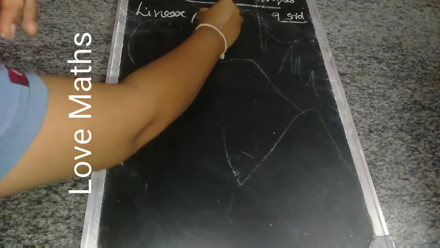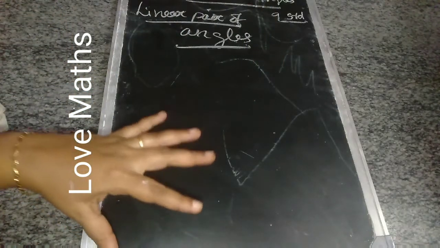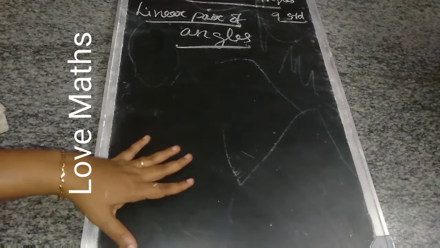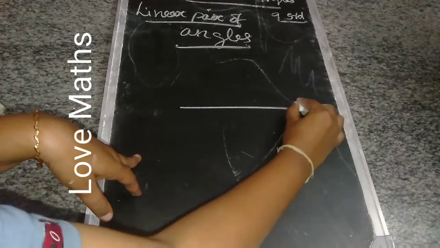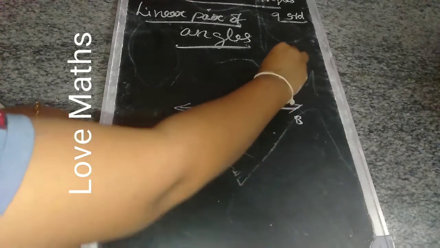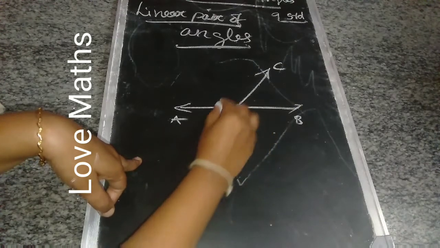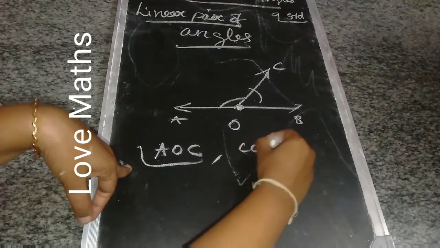Next, linear pair of angles. What is meant by a linear pair of angles? If the sum of two adjacent angles is equal to 180 degrees, those angles are called a linear pair of angles. For example, is it an adjacent angle or not? Yes, here two angles are there. What are the two angles? Angle AOC and angle COB.